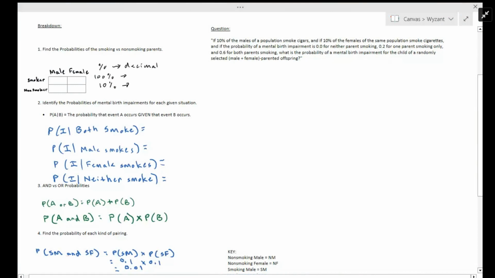So our question is asking us to find the probability of a mental birth impairment for the child of a randomly selected male and female parented offspring.